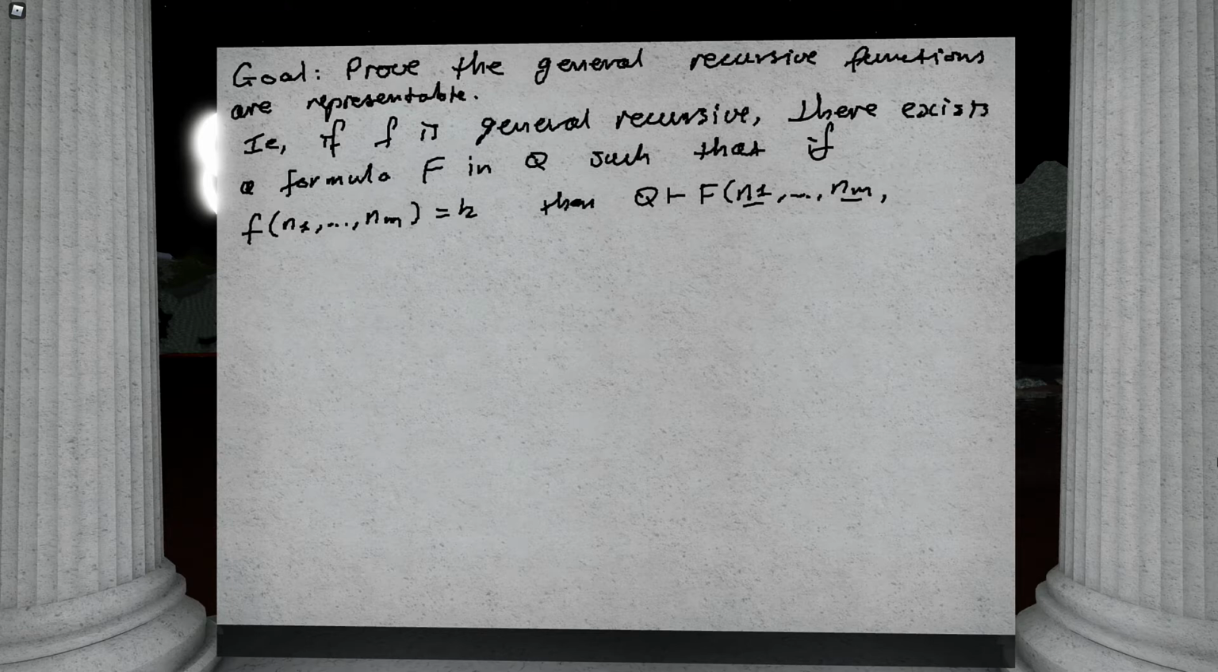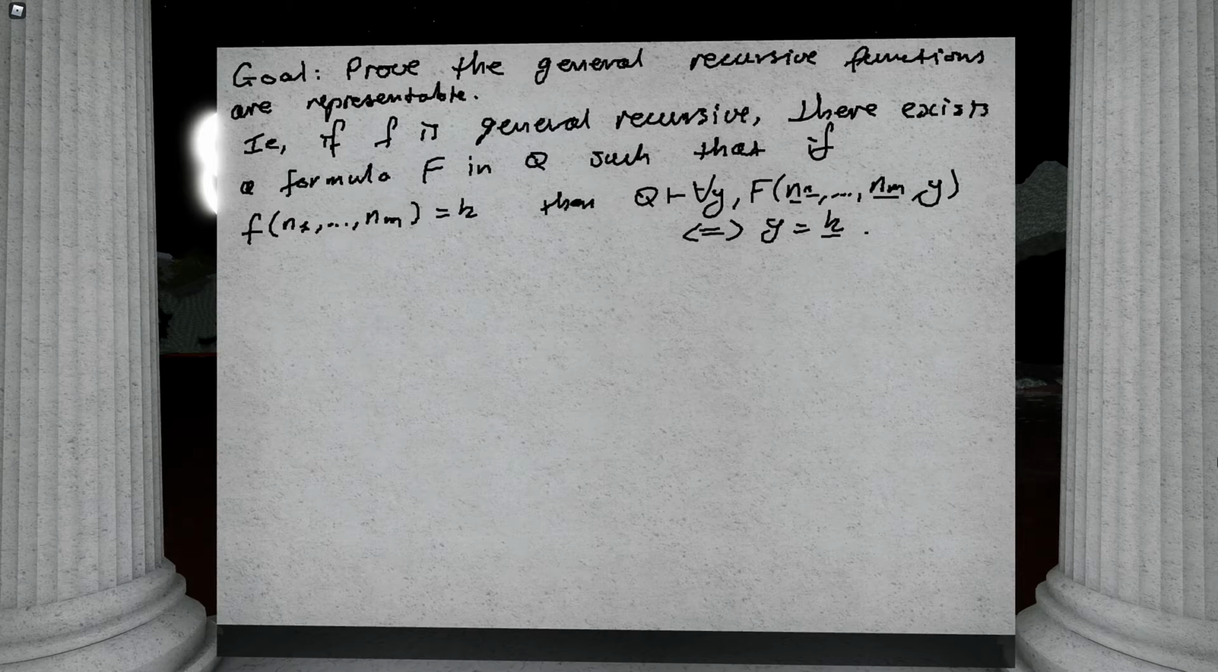So, let me rewrite this. It's essentially that, but I actually need something a bit stronger. So for all y, f of n1 up to nm, y, if and only if y is equal to k underline. Okay, cool.